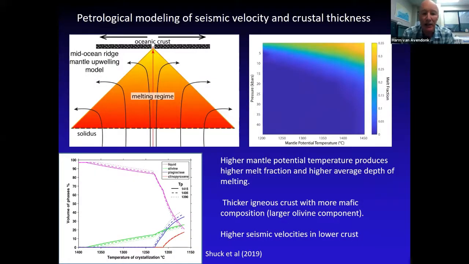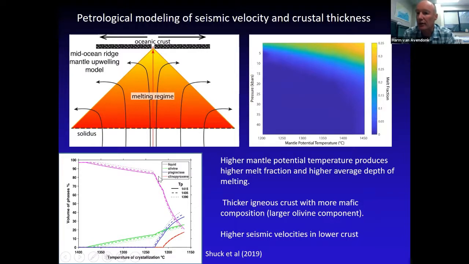So the way that we can possibly explain this is with a petrological model. Our student Brandon Schuck has used so-called P-MELTS to take any kind of mantle composition and a mantle potential temperature, and then model the melting process, what kind of melts are derived at different depths, and what kind of phases are crystallizing in the crust.